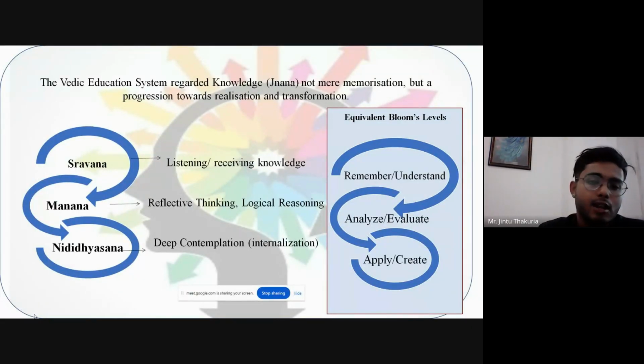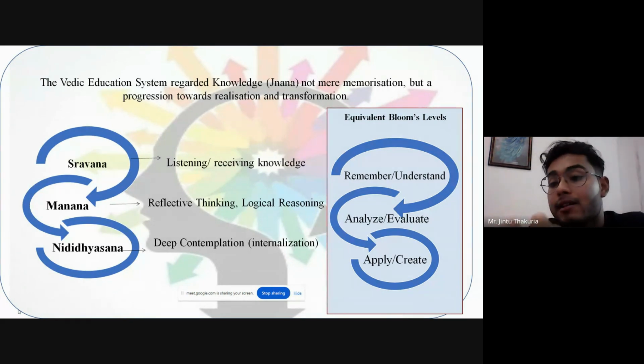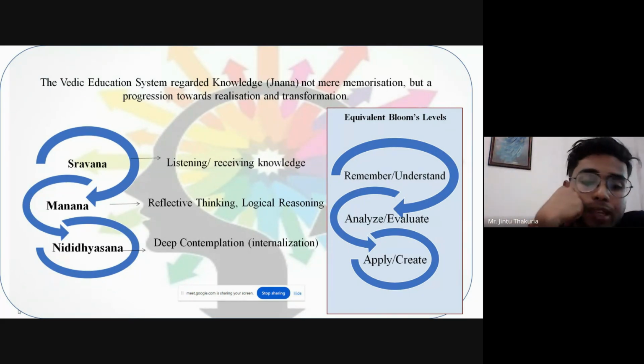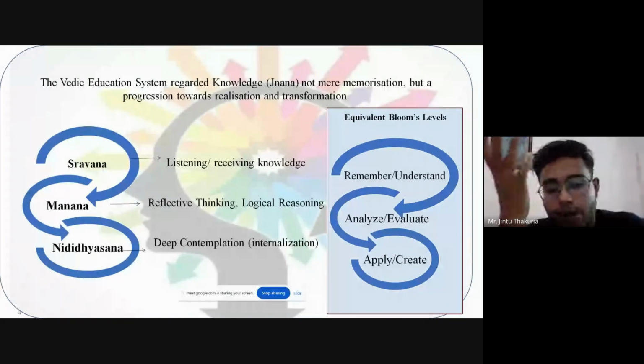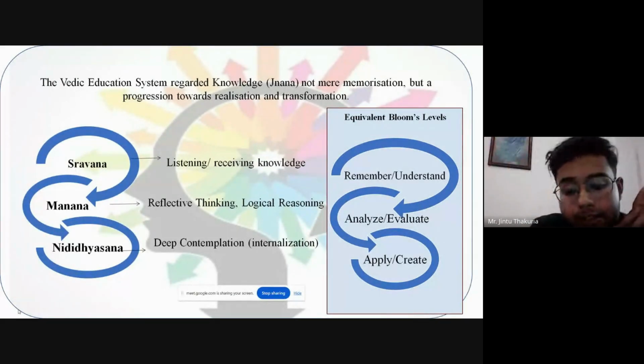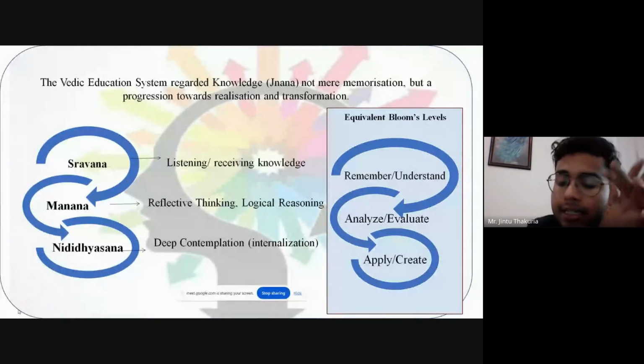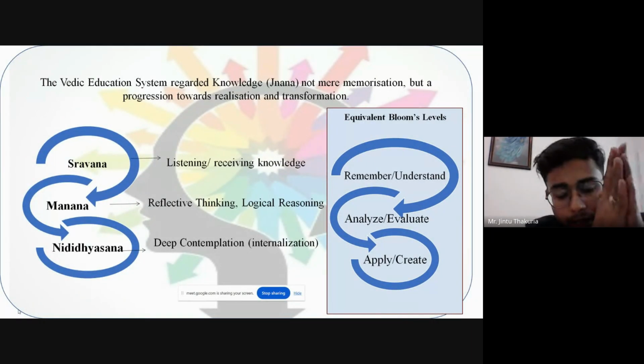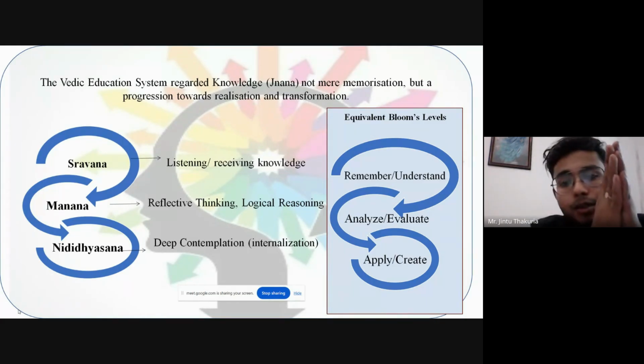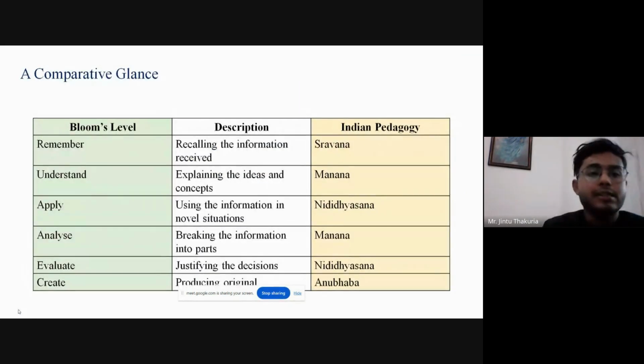There is Sravana, which is listening or receiving knowledge, similar to the remembering or understanding level of Bloom's taxonomy. Then Manana, which is reflective thinking or logical reasoning, similar to analysis or evaluation. Then Nididhyasana, deep contemplation or internalization, similar to application or creation. So you can find the similarities between the Vedic teaching method and Bloom's taxonomy. This comparative glance gives us a clearer view.